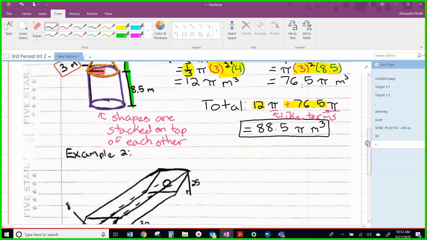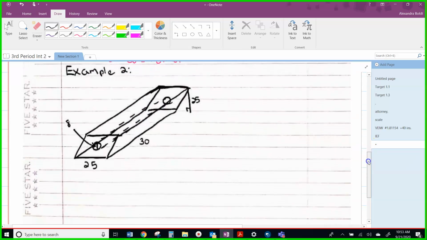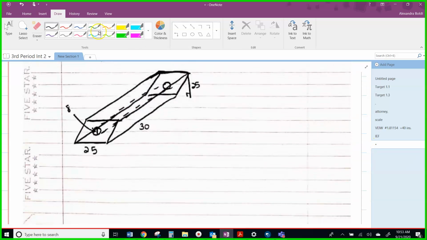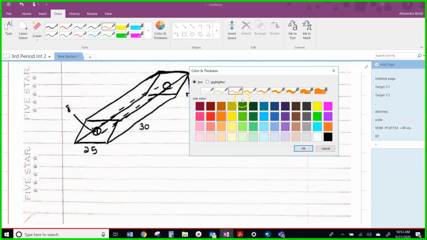Okay, let's look at example 2. This one's a little bit more complicated. But again, we're going to start by looking for our different shapes.